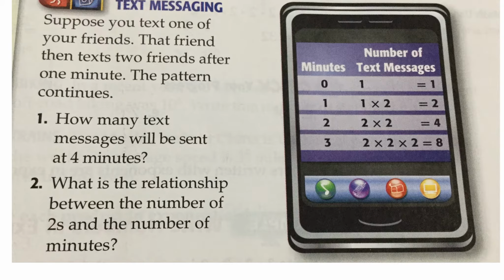You text one of your friends, that friend then texts 2 friends after 1 minute, and the pattern continues. So you see here, after 0 minutes, 1 text was sent. After 1 minute, 2 texts were sent. And then those 2 people texted 2 people to give us 4. After 3 minutes, those texted 2 more to give us 8. So how many text messages will be sent at 4 minutes if this pattern continues?